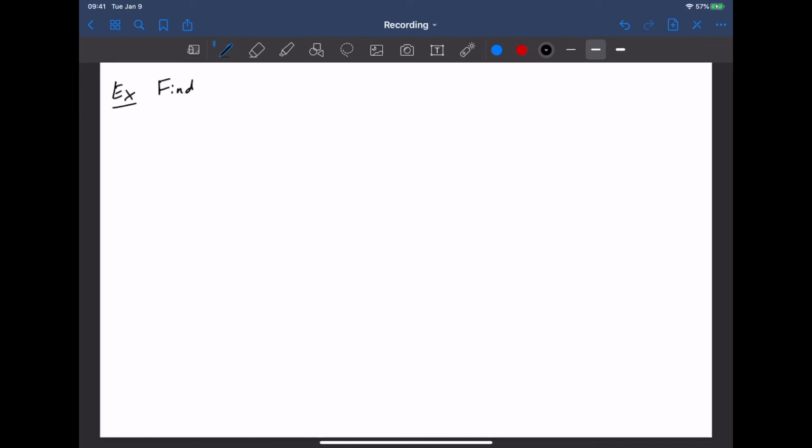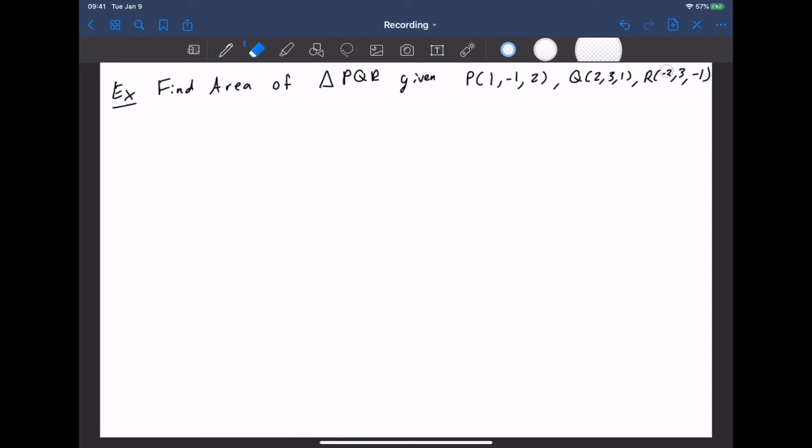Find the area of triangle PQR given the following coordinates. P will be at 1, -1, 2. Q will be at 2, 3, 1, and R will be at -2, 3, -1. Okay, hope that's clear.